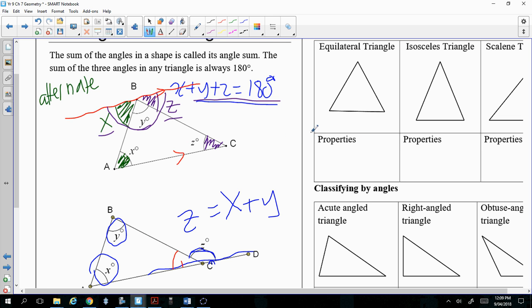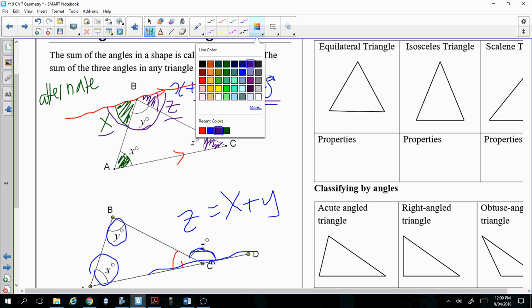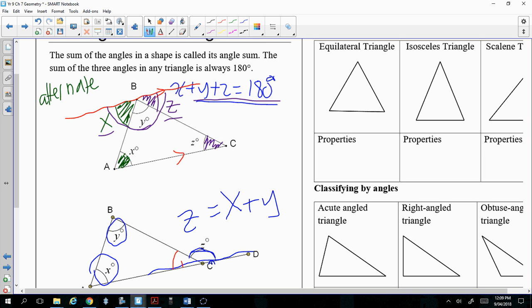All right, any questions? Okay. All right, let's move on to more important things than straight lines.